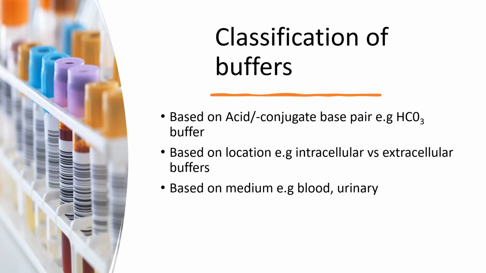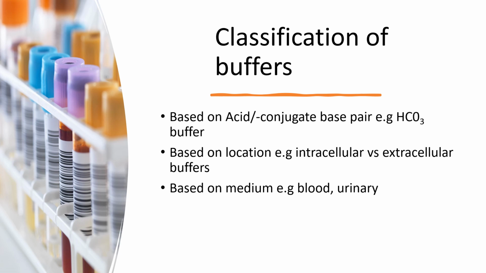The other way to classify buffer systems is based on their location, whether they are within the cell or outside of the cell. A typical example of an intracellular buffer system is the hemoglobin buffer system, because hemoglobin is usually found within the red blood cell. So that will be a perfect example of an intracellular buffer system. Whereas extracellular buffer systems are found outside of the cell, and a typical example is the bicarbonate buffer system.